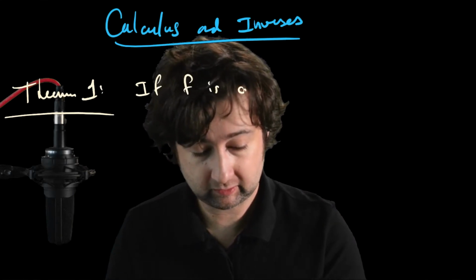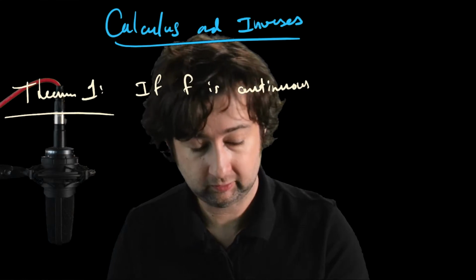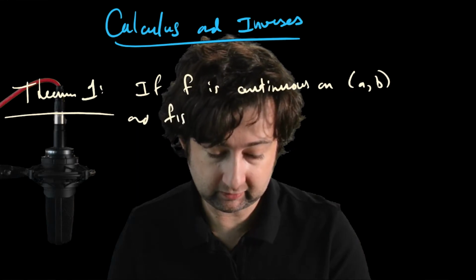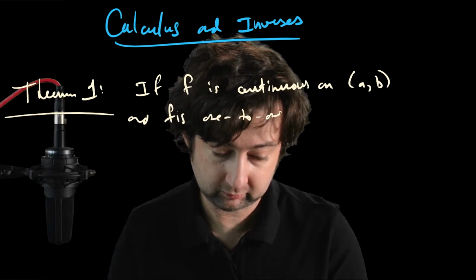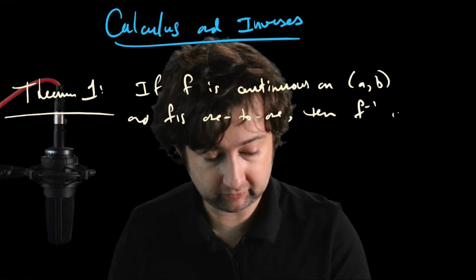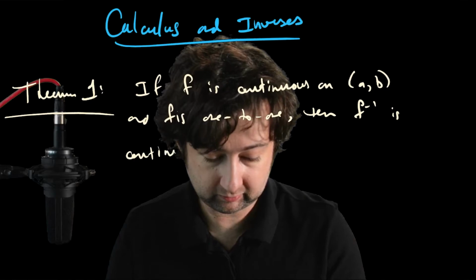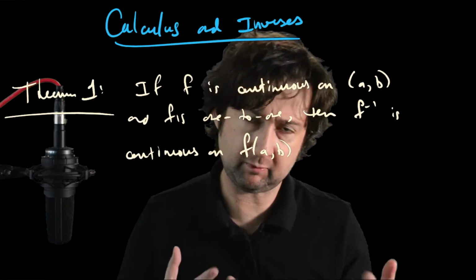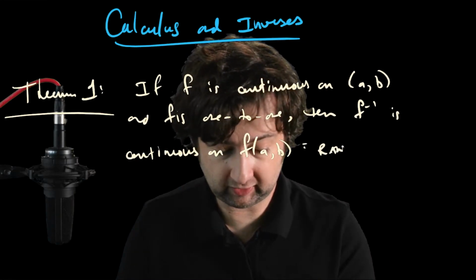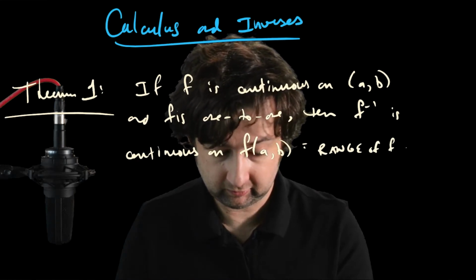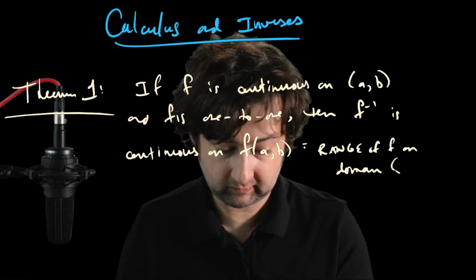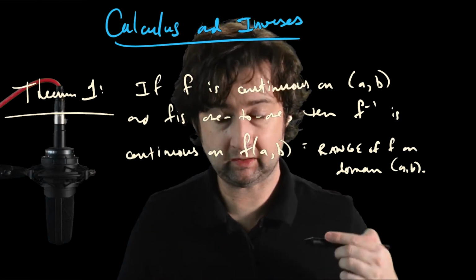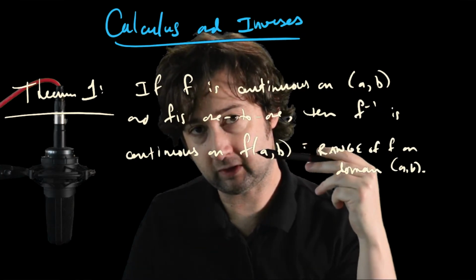If f is continuous on some interval from a to b, and f is 1 to 1, then f inverse is continuous on f of ab. And by f of ab, you should understand that to mean the range of f on the domain ab. So those are technical conditions to make sure all the math works, but the basic idea is that if f is a continuous function, then its inverse is a continuous function.